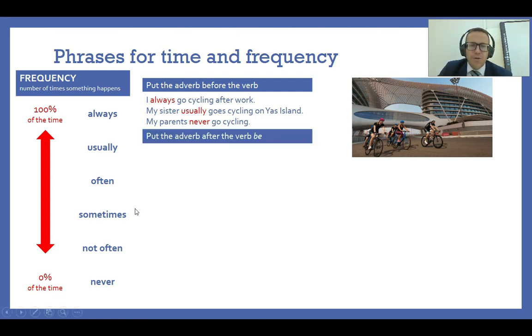For the verb be, that is a different place, we put it after the verb be. So before other verbs, but after be, we put it after. For example, I am sometimes tired after cycling. We aren't often hungry after cycling, I guess.